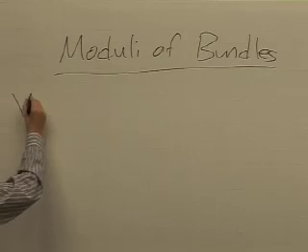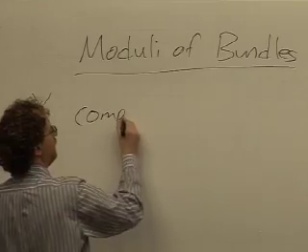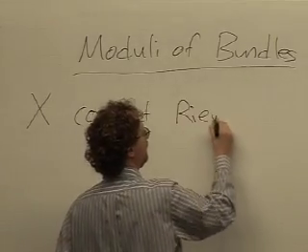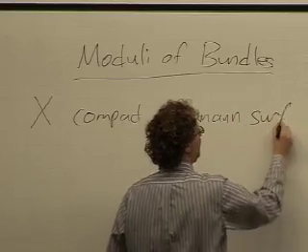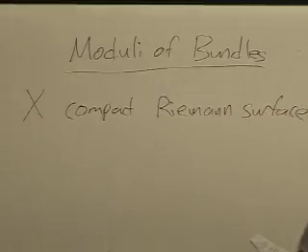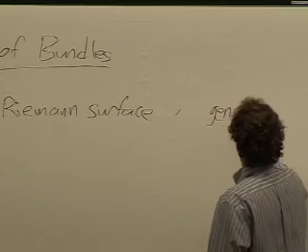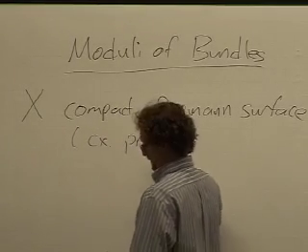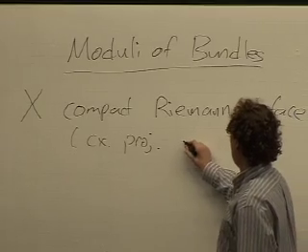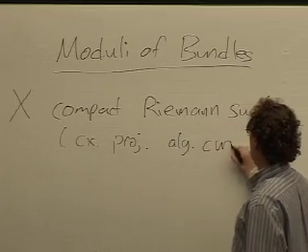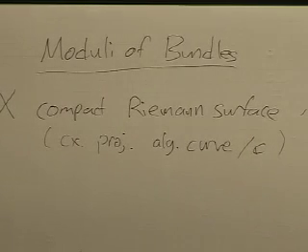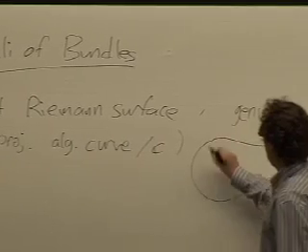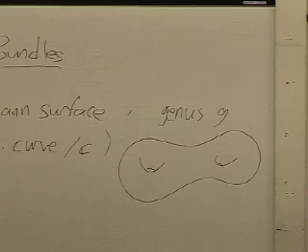X is going to be a compact Riemann surface of some genus G. Or if you'd like, complex, projective. They're going to be a smooth, connected, algebraic curve over the complex numbers. So we're something we draw like that. And so what are we going to look at for such a Riemann surface?